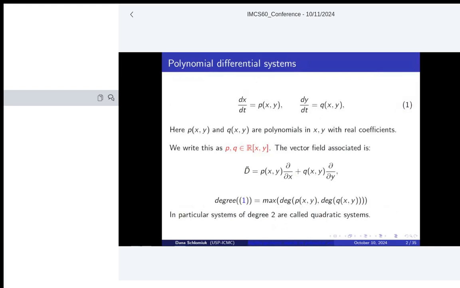I'm going to talk about polynomial vector fields. These are produced by the differential equations dx over dt equals P, dy over dt equals Q, where P and Q are polynomials with real coefficients. The associated vector field is P d/dx plus Q d/dy. The degree of such a system is the maximum of the degrees of P and Q. In particular, we call the system quadratic when it is of degree 2.